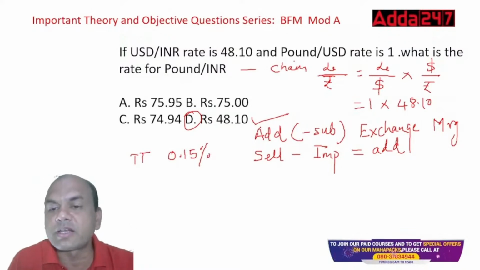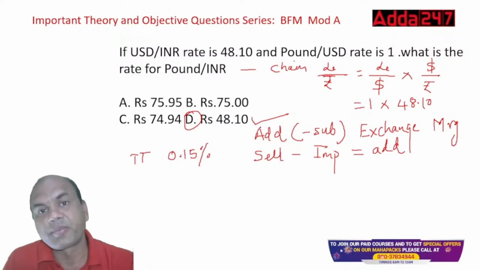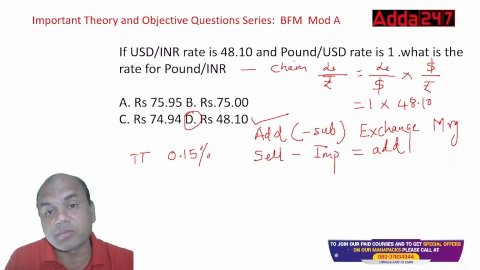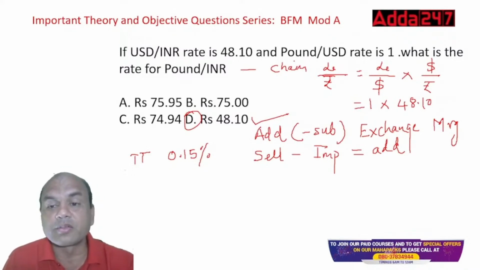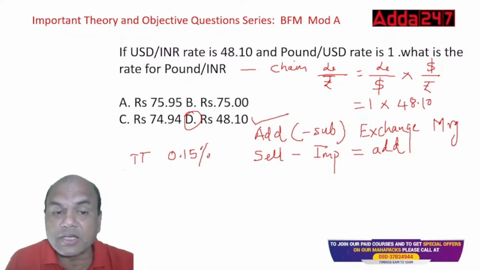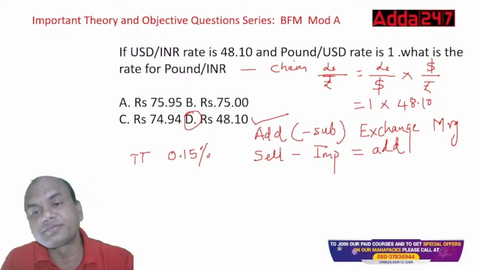So what will you do? This rate which you get, you'll first find out the TT margin, 48.10 into 0.15%. This is what you'll have to find out. So multiply this. Let me solve this problem now, because in CAIIB you get higher level problems. So 48.10 into 0.15%. Percent means divided by 100, so it will be 0.0015. So what is the answer you are getting, guys?